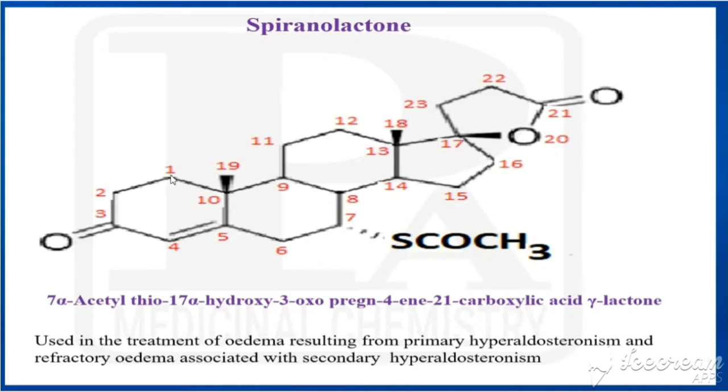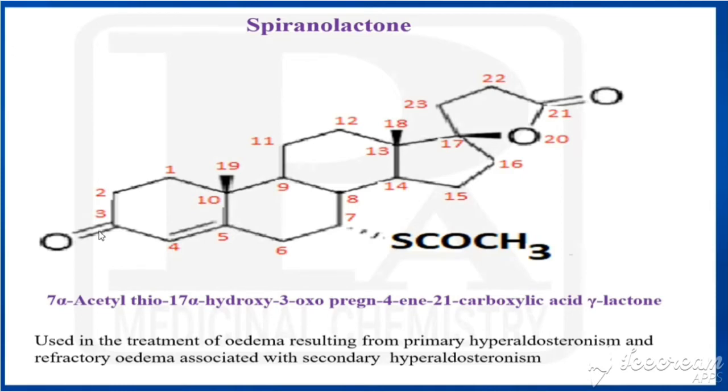The numbering starts from here: 1, 2, 3, 4, 5, 6, 7, 8, 9, 10, 11, 12, 13, 14, 15, 16, 17, and at the 17th position, this would be 18 and 19. In the 17th position it has a 5-membered lactone. It has two angular methyl groups, 18 and 19. 18 is attached to carbon 13 and 19 is attached to carbon 10. In the first ring it has one double bond, present between 4 and 5.